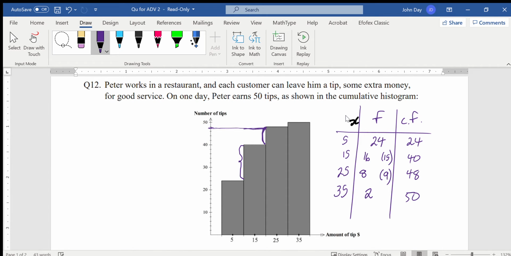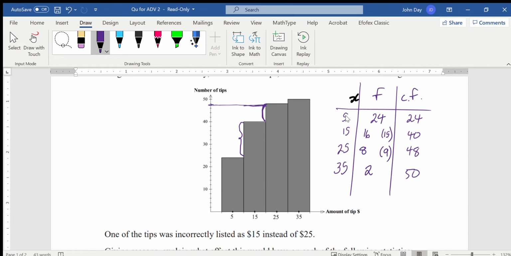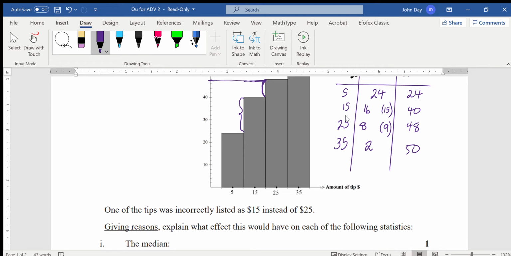All right, so you can read off the frequencies from the steps if you want. Why you'd want to do that is you could work out what all the tips were. You could actually add that all up. So, for example, there's 24 lots of $5, and now at the moment there's 16 lots of $15, but we know it's supposed to be 15 of those. And then at the moment there's 8 lots of $25, but we know there's meant to be 9. And then there's 2 lots of $35.